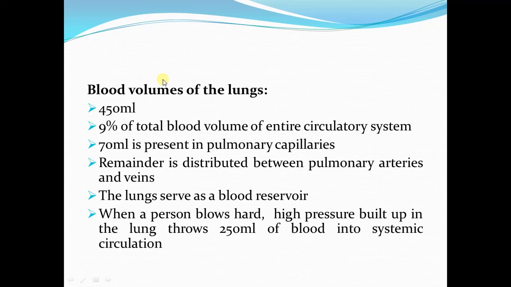So we will move on to the next topic, that is the blood volume in the lungs. The total volume of blood in the pulmonary circulation is 450 ml. It is about 9% of the total blood volume of the entire circulatory system. Now, of this 450 ml, 70 ml is present in the pulmonary capillaries, while the rest is equally distributed between pulmonary arteries and the pulmonary veins.